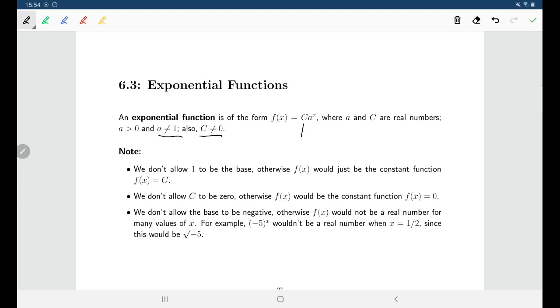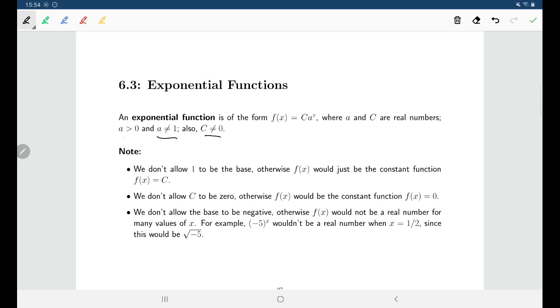Because if c were 0, then this whole function would just be the constant function f of x is equal to 0. And we also have that a can't be 1 for a similar reason. If a were 1, 1 to the power of x is just 1. So this would be the same thing as just our constant function, f of x is equal to constant c. So to keep it from being a constant function, we have that a can't be 1 and c can't be 0.